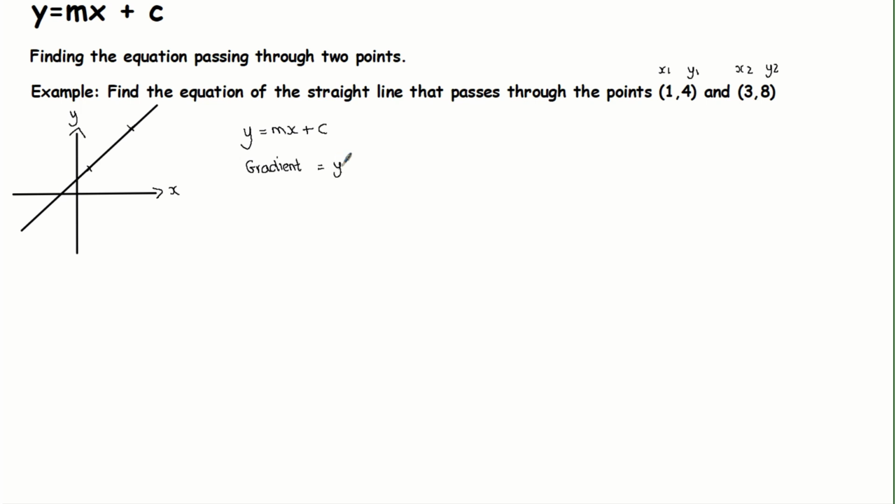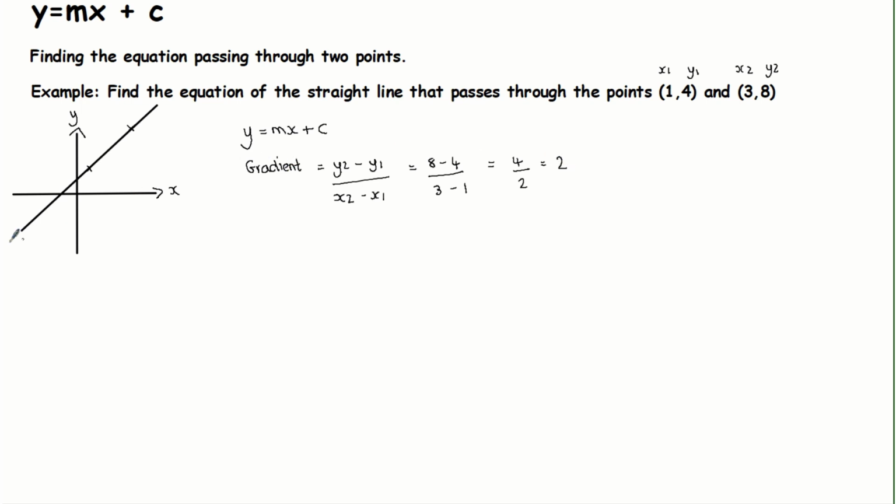So I'm going to do y2 and take away y1, and that will tell me the physical difference between those 2 points, and then I'm going to do x2 and take away x1. Again, it tells me the physical difference between these 2 points. So I've got 8 take away 4, and then I've got 3 take away 1. 8 take away 4 is 4, 3 take away 1 is 2, 4 divided by 2 gives me 2. So I know my gradient is 2.